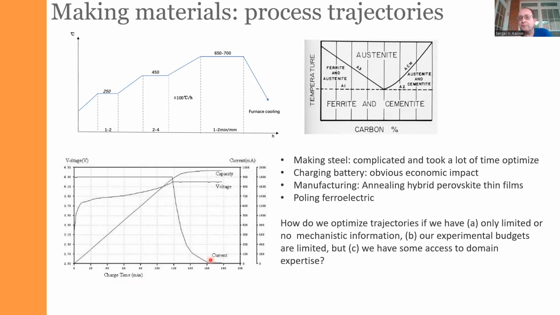An obvious example is making steel. Making steel was probably the primary task for humanity for about 1,000 years, throughout the Iron Age and Steel Age. And making steel is complicated. It took a lot of time to optimize. For example, the typical heat profile for sufficiently complex steel looks like this.